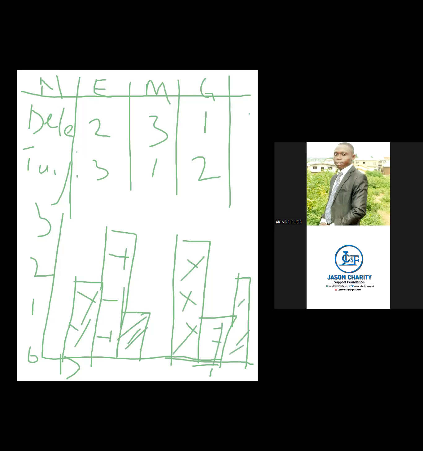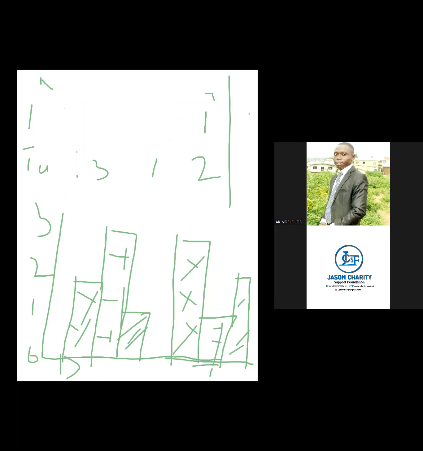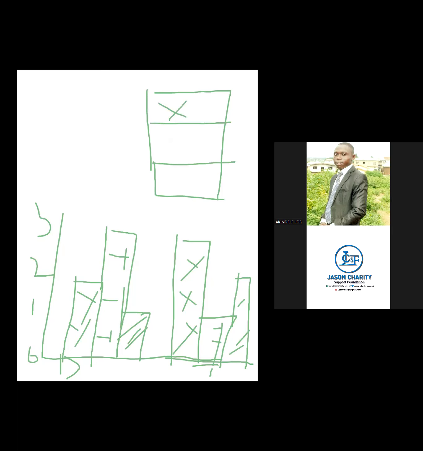You are also going to have your key. Let me clean this. You're also going to have your key, to explain what you have presented. So you can have your key in this way. Divide it into 3. The first one represents economics. Second one represents mathematics. Third one represents government.